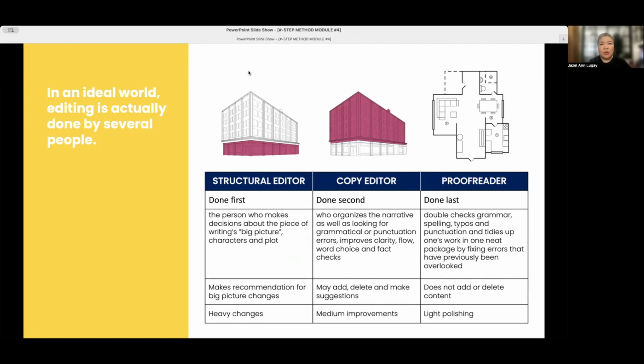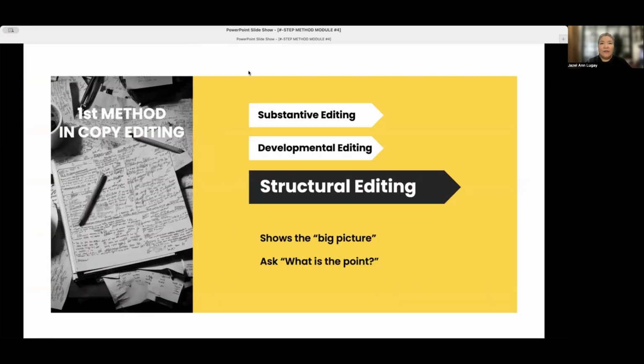Sometimes, we do not have the luxury of all three editors to look at our work. In this video, I will discuss how you can edit your own work using the three-step method in copy editing. The first method is known as substantive, developmental, or structural editing. Structural editing shows you the big picture.